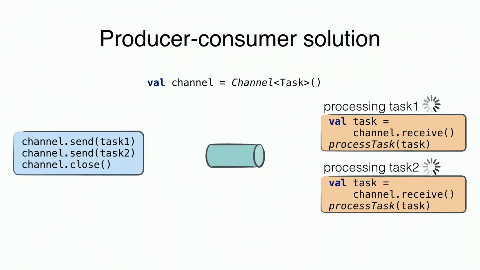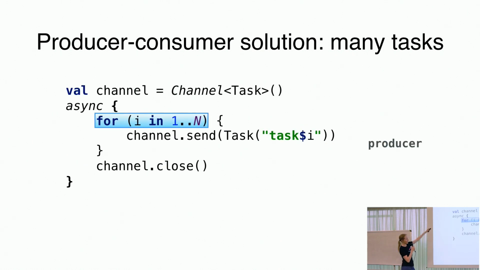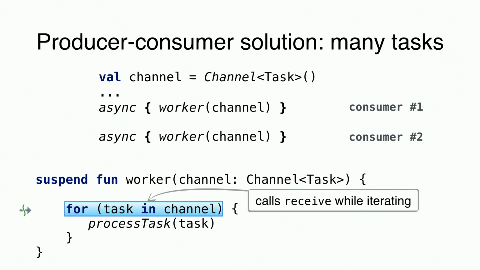Now the second coroutine also processes the task, and this producer can close the channel. So yeah, now our two consumers process our tasks. The same can be done with many tasks. Here we send several tasks from the producer to the same channel. And now we will slightly change the code of consumers.